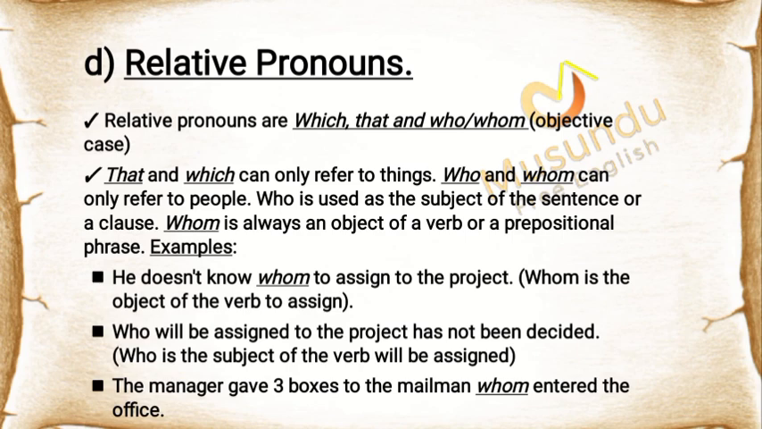Examples, he doesn't know whom to assign to the project, whom is the object of the verb to assign. Who will be assigned to the project has not been decided, who is the subject of the verb will be assigned. The manager gave 3 boxes to the mailman whom entered the office.